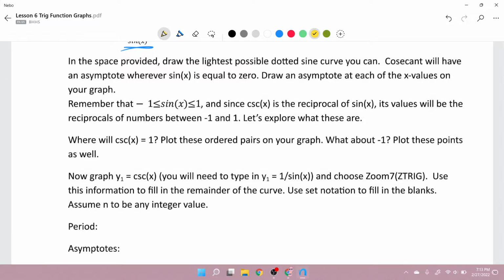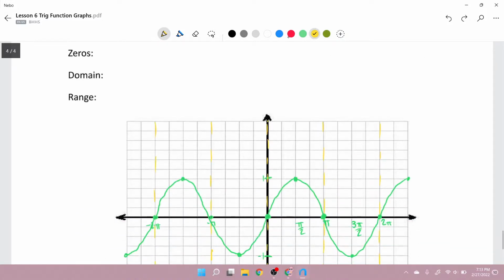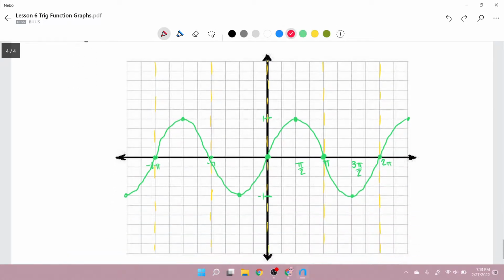Okay, same kind of idea as when we did secant. Since sine is between negative 1 and 1, then cosecant will be outside of negative 1 and 1, right? We'll have values that will be the reciprocals of numbers between negative 1 and 1. So think about where cosecant will be 1. Well, the same place that sine will be 1, because when you take the reciprocal of 1, it is still 1. So we'll plot all of those points.